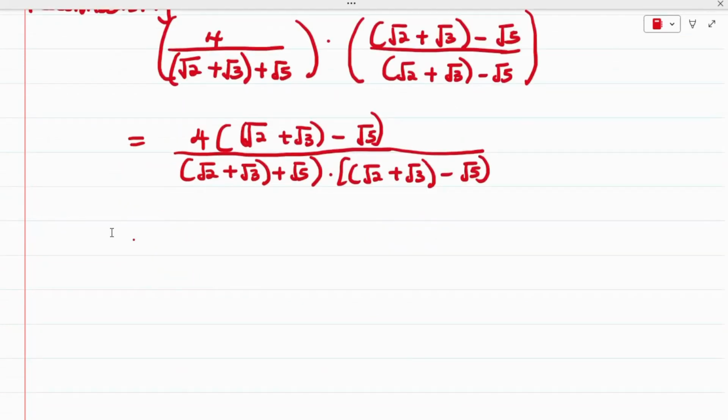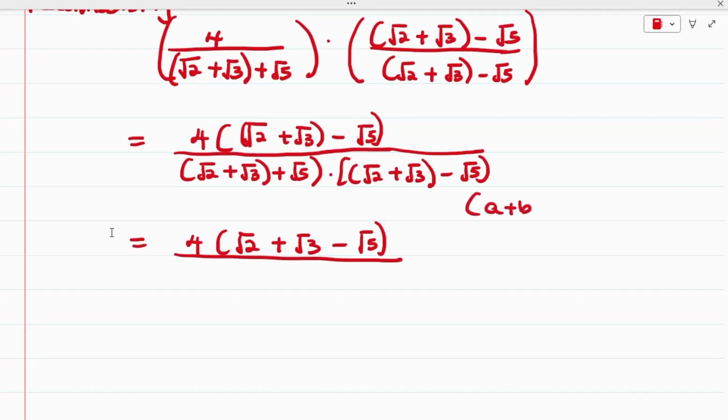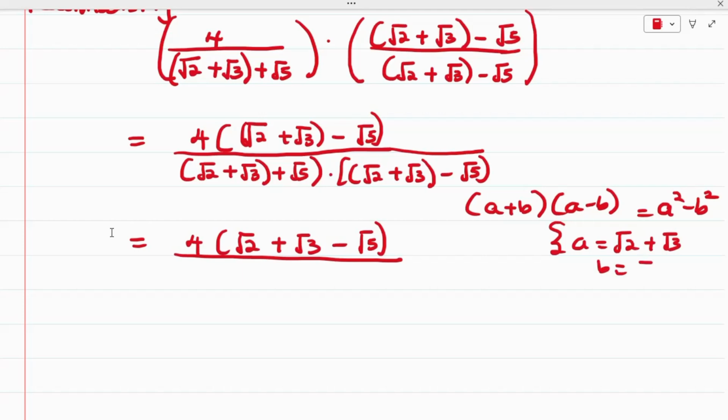So from here we have this to be equal to 4 multiplied by the square root of 2 plus the square root of 3 minus the square root of 5 divided by... Now we want to simply know that if we have a plus b multiplied by a minus b, this is equal to a square minus what, b square. And from here we have that a is equal to the square root of 2 plus the square root of 3 and b is equal to the square root of 5. So we have this to be the square root of 2 plus the square root of 3 all squared minus the square root of 5 all squared.